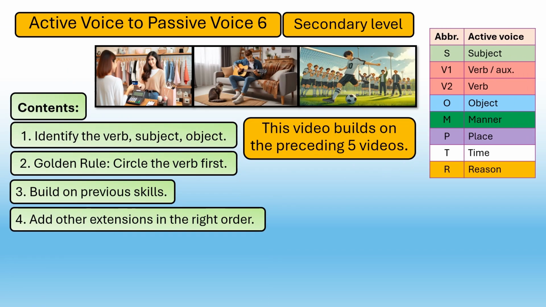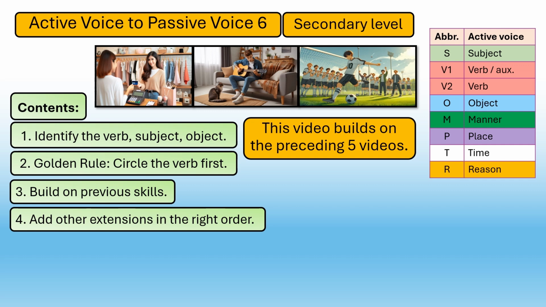Contents. 1. Identify the verb, subject or object. 2. Golden rule. Circle the verb first. 3. Build on previous skills. 4. Add other extensions in the right order.